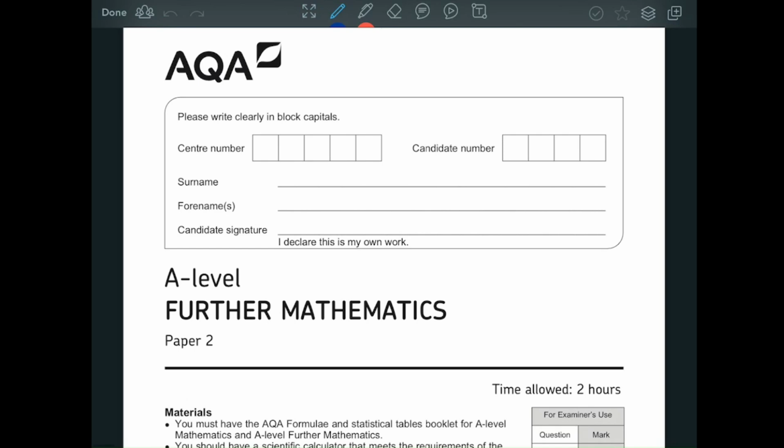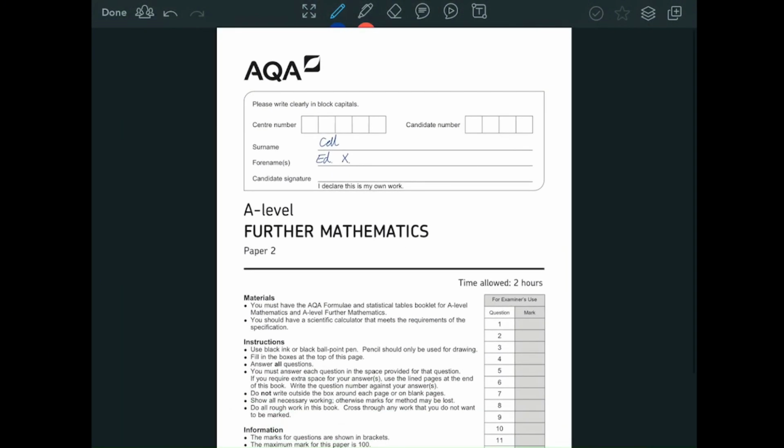So, as always, we need to start by picking ourselves a humorous name. I'm going to be Ed X Cell, or EdXL as my surname, as my name for this paper.